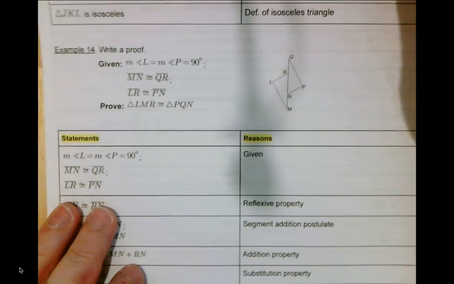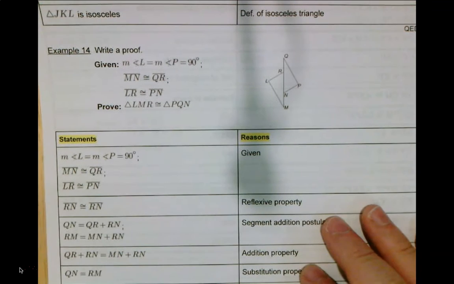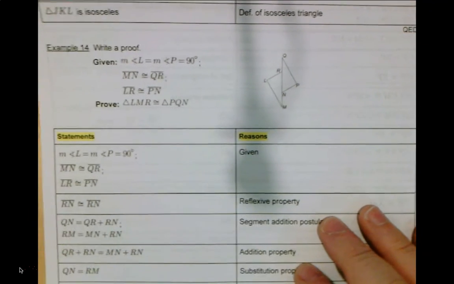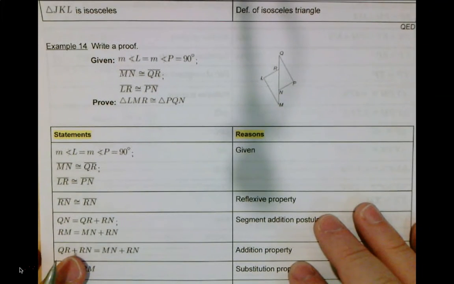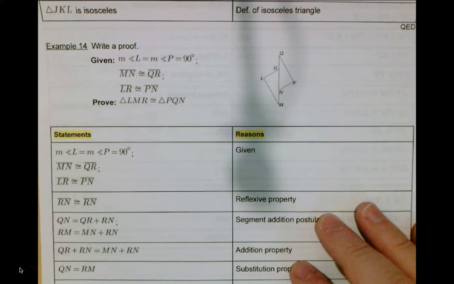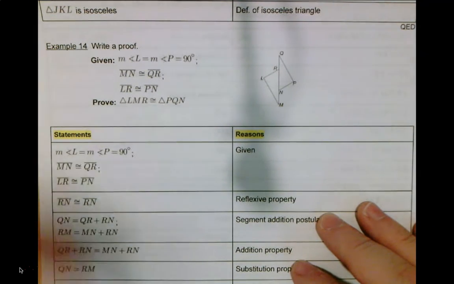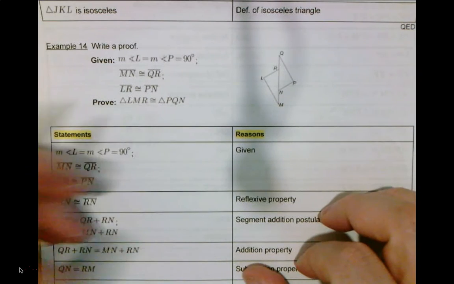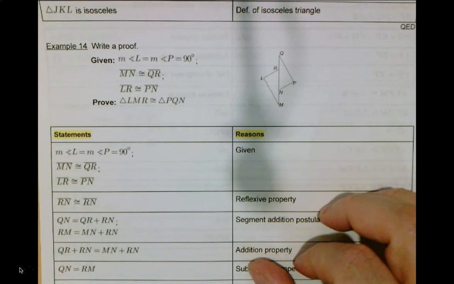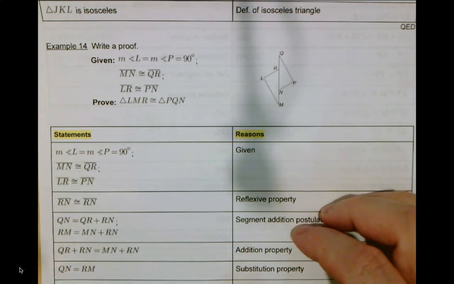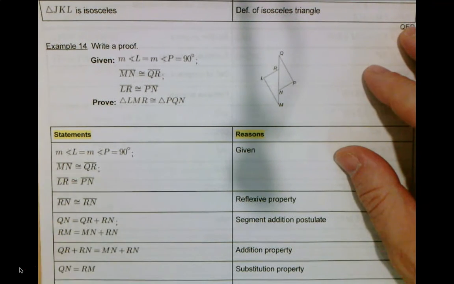Example 14. Example 14 is actually a very challenging problem to do on your own. It's going to look a lot quicker and easier because it's already written out for us here, but I'm here to tell you that this is not an easy problem. There are two different ways you can do this. You can do it with some angle addition. It makes it a little bit harder to do with angle addition. I went with segment addition instead because it was a little bit easier.